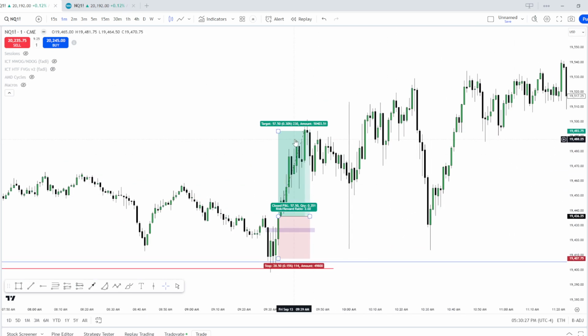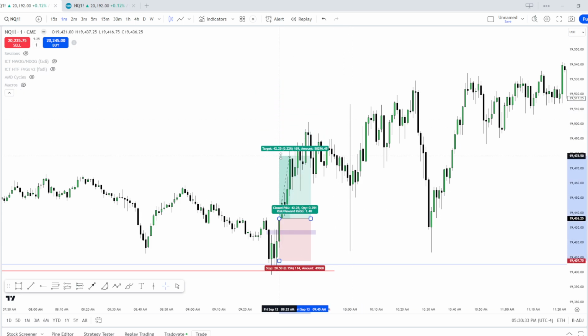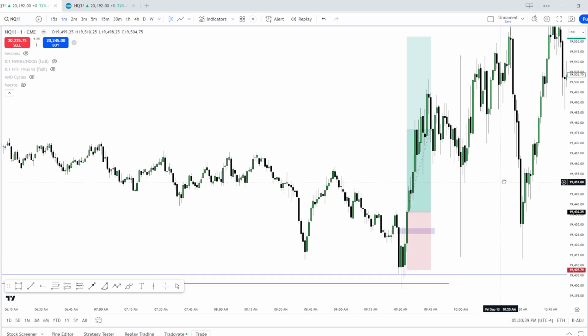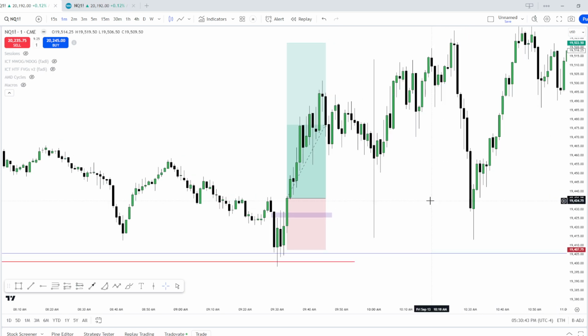If you were to target 3R on this, you would not have gotten your full target. You would have gotten stopped out break even with a 1.5R partial right here. So that's just one example of the model. It's very simple, very mechanical. You're just following steps. Like I said, a lot of these trades, sometimes they'll just run without you.